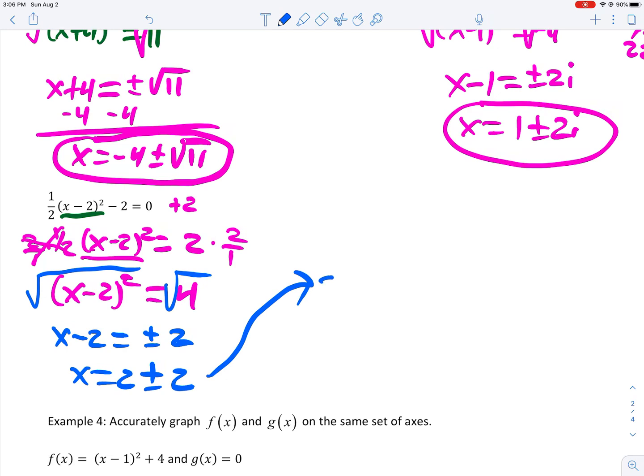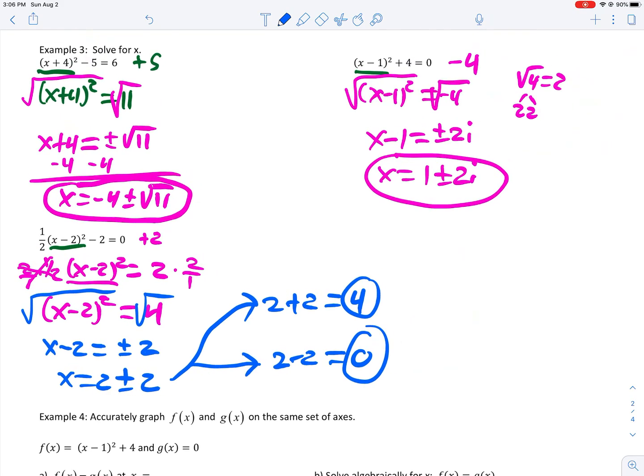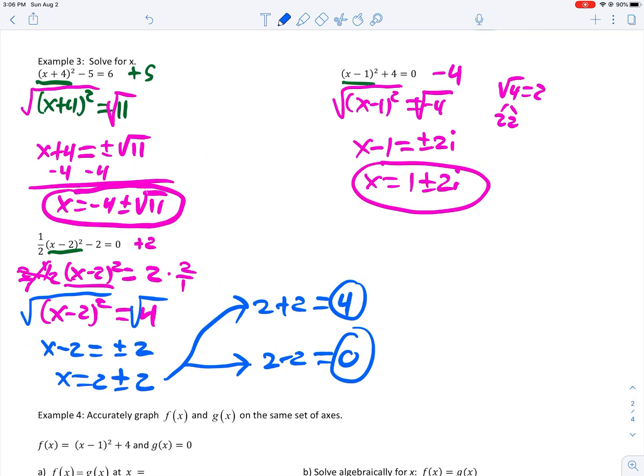Now, before the last two examples, we were able to stop. But now I have whole numbers, so I can get a more precise answer. So I'm going to go further. 2 plus 2 is 4. 2 minus 2 is 0. So there are my two answers. The last two examples, I couldn't go any further because I have a radical and imaginary. It's not going to help me. Here I can go further because I have nice whole numbers.